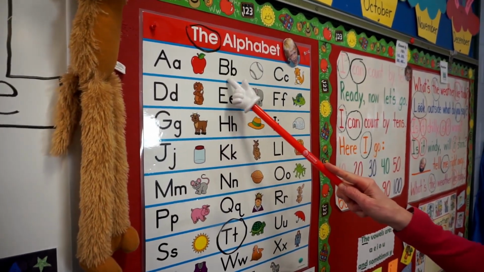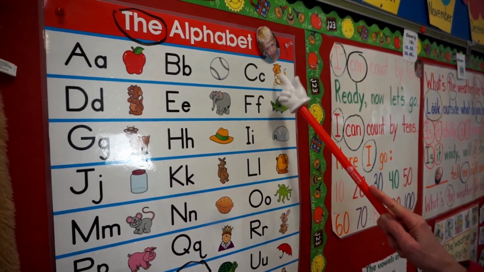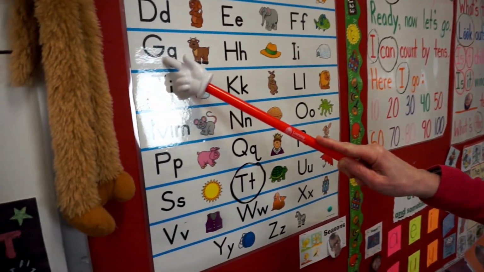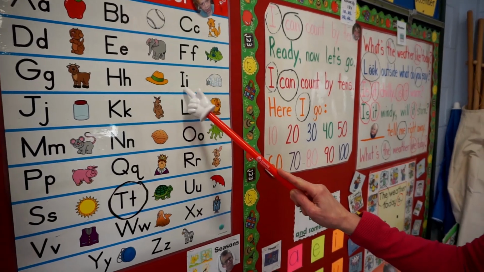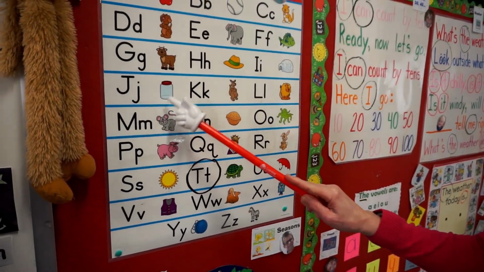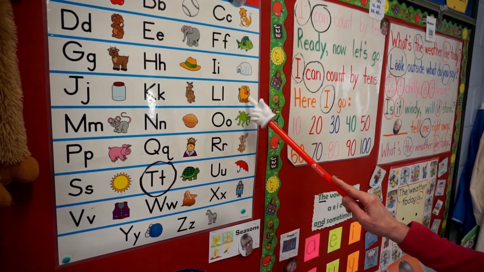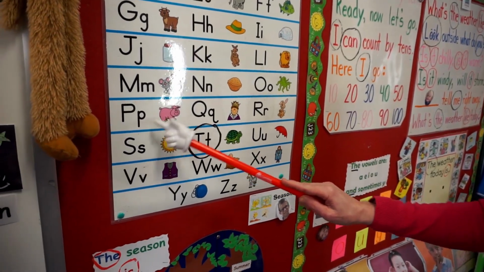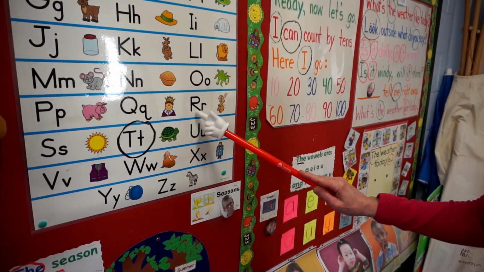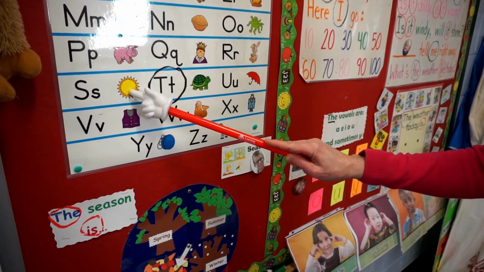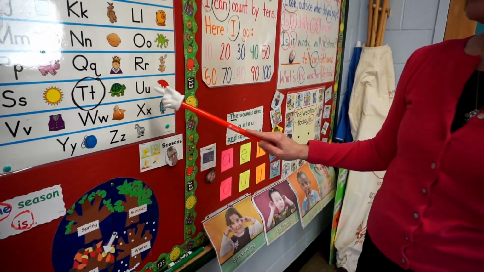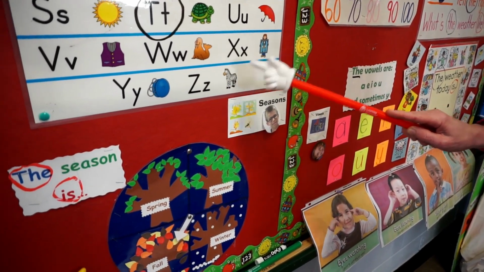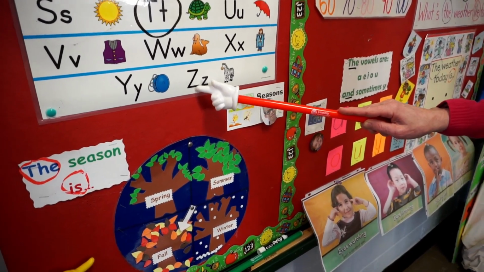A, apple. B, ball. C, cat. D, dog. E, elephant. F, fish. G, goat. H, hat. I, igloo. J, jar. K, kangaroo. L, lion. M, mouse. N, nut. O, octopus. P, pig. Q, queen. R, rabbit. S, sun. T, turtle. U, umbrella. V, vest. W, walrus. X, x-ray. Y, yo-yo. And Z, zebra.